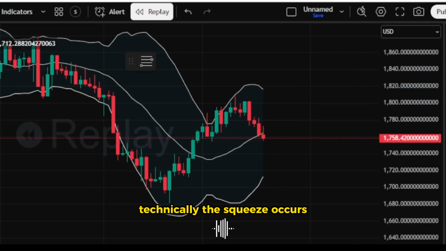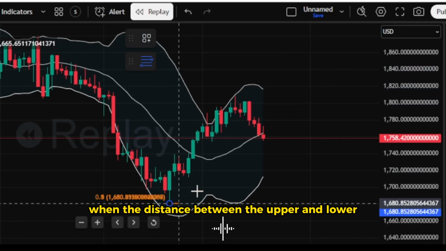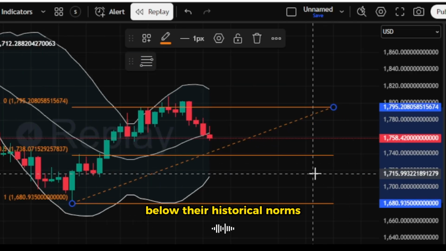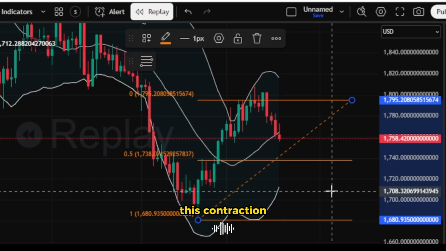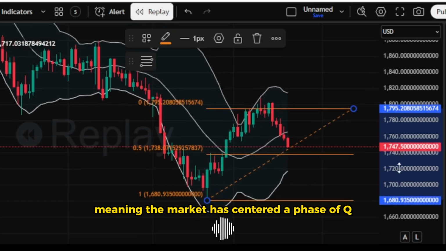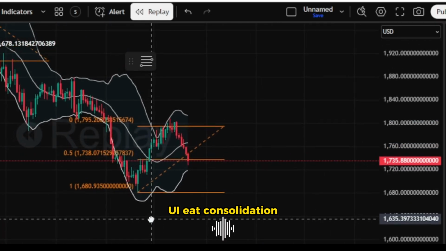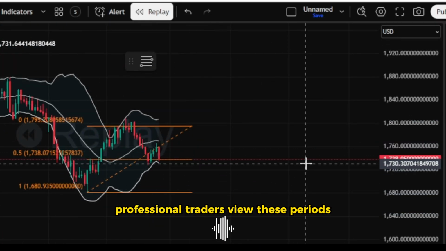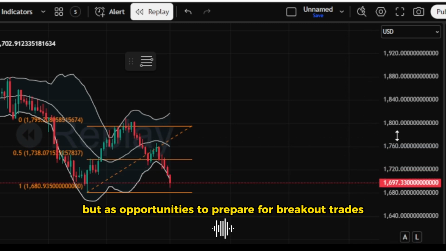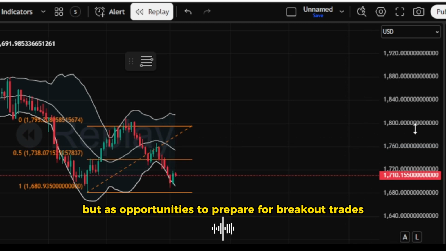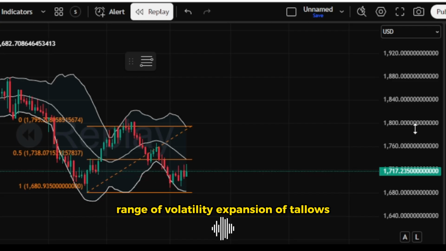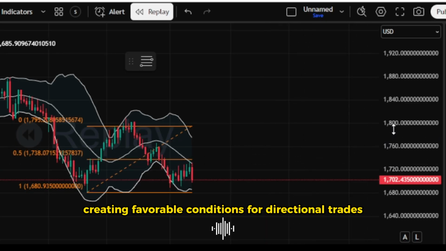Technically, the squeeze occurs when the distance between the upper and lower Bollinger Bands narrows to levels significantly below their historical norms. This contraction reflects reduced standard deviation of price movement, meaning the market has entered a phase of quiet consolidation beneath which pressures are mounting. Professional traders view these periods not as times of inactivity, but as opportunities to prepare for breakout trades. Once price breaks decisively from the squeeze range, volatility expansion follows, creating favorable conditions for directional trades.